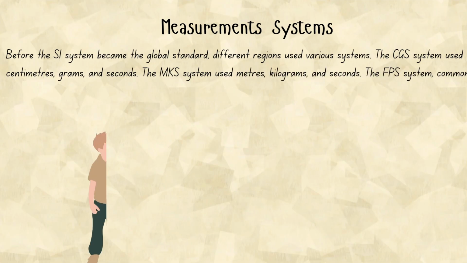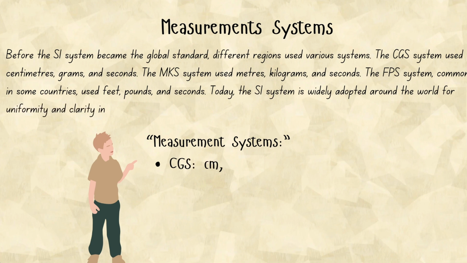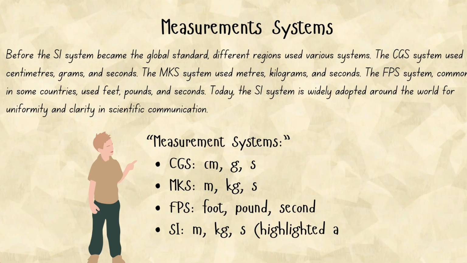Before the SI system became the global standard, different regions used various systems. The CGS system used centimeters, grams, and seconds. The MKS system used meters, kilograms, and seconds. The FPS system, common in some countries, used feet, pounds, and seconds. Today, the SI system is widely adopted around the world for uniformity and clarity in scientific communication.